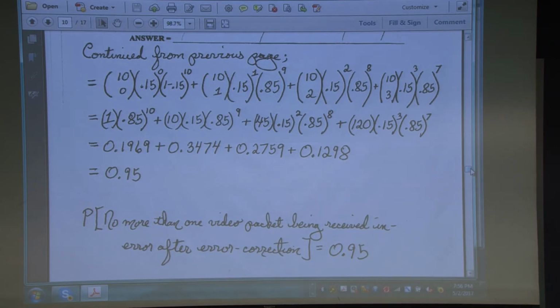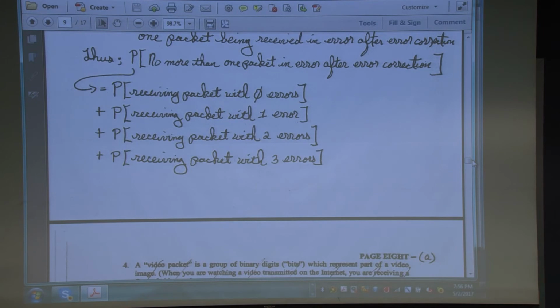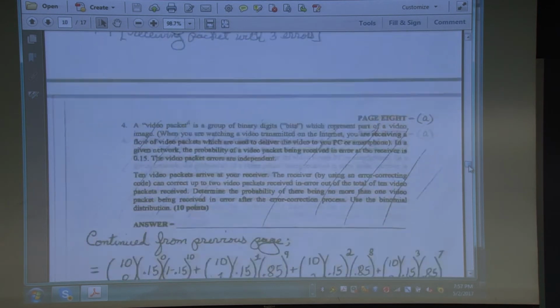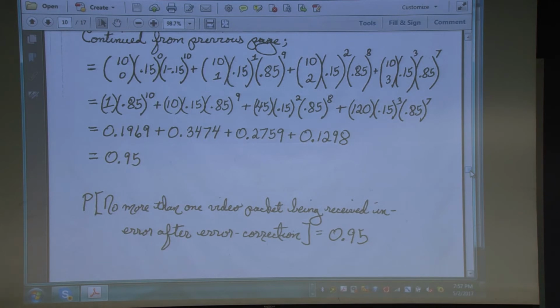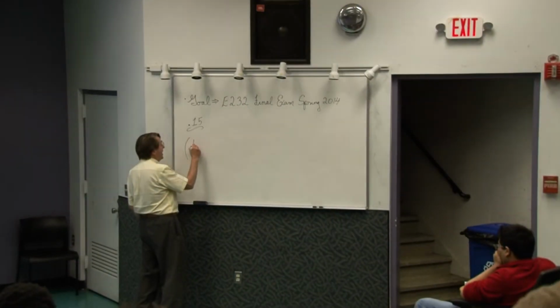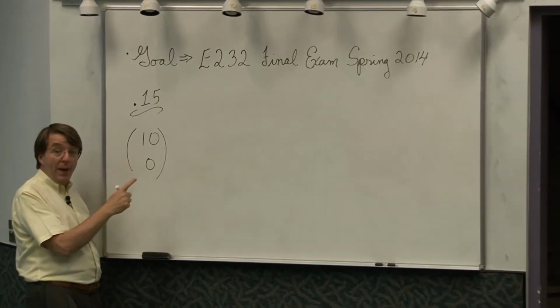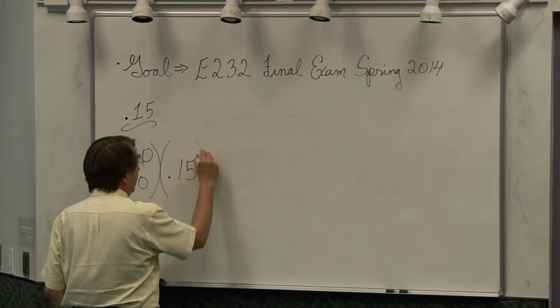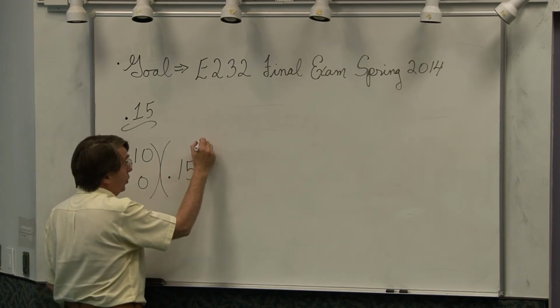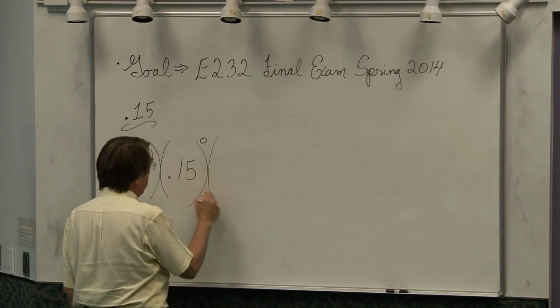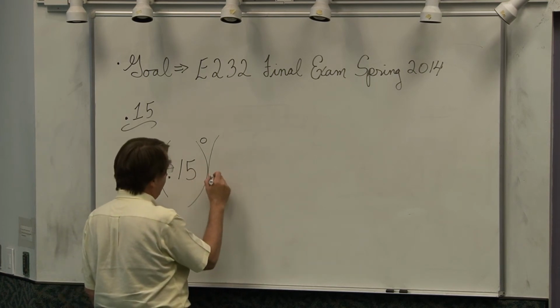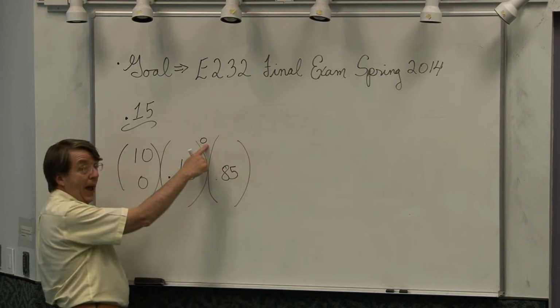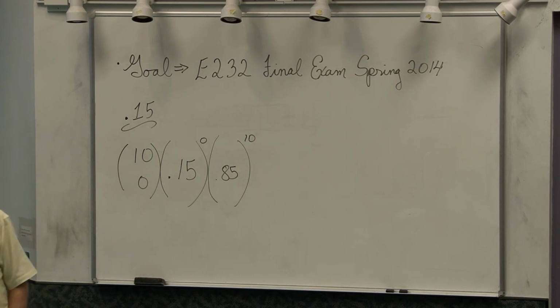Okay, let me just say it again. What I have to calculate is the probability of 0 packets in error, 1 in error, 2 in error, 3 in error. That's the key. Once you got that, I think we got this. Now, remember how the binomial distribution works. So I want 10 choose 0. 0 packets in error. Now, as pointed out, the probability of an error is 0.15. In 10 choose 0, how many error packets do I want? 0. That means the probability of not getting an error is 1 minus that. That's 0.85. And if 0 packets are in error, 10 must be no errors.